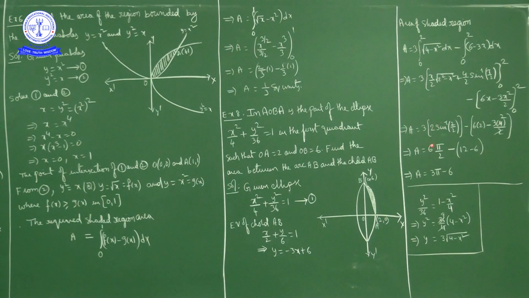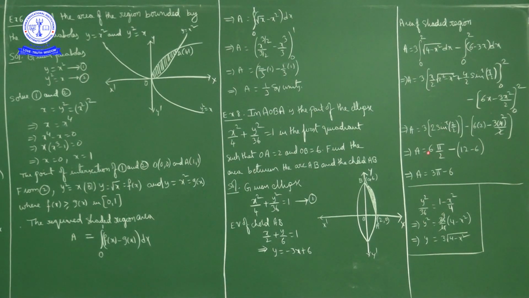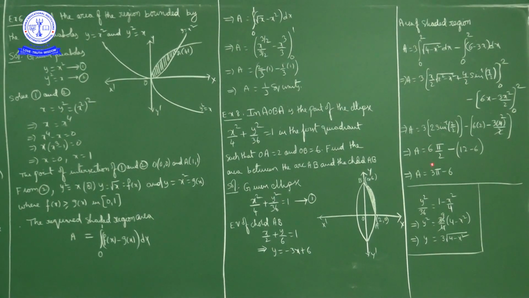2, 6 into sin inverse of 1. Sin inverse of 1 is how much? Pi by 2. So 6 into pi by 2, that is 3 pi, minus 6 into 2, 12, minus 3 into 2, 6. 12 minus 6 is 6. So minus 6. 3 pi minus 6. That is the final answer.